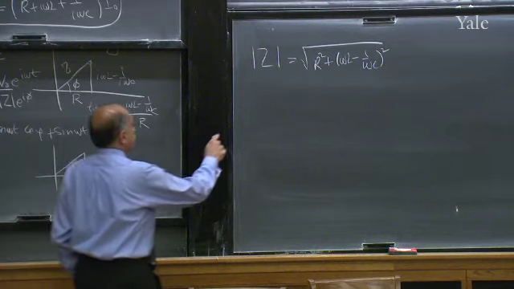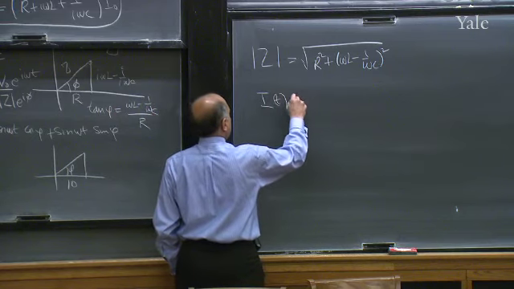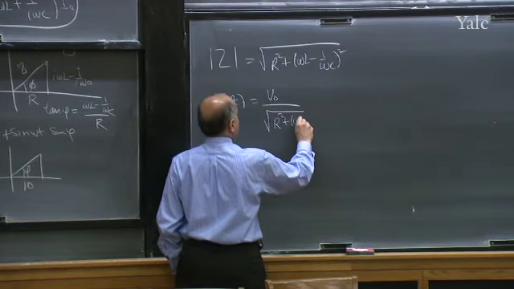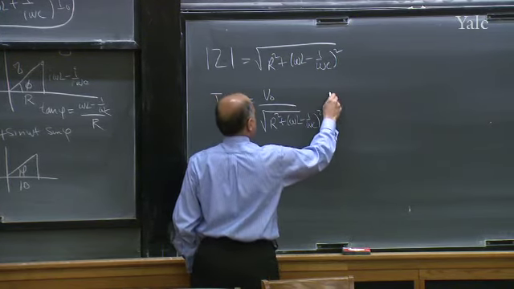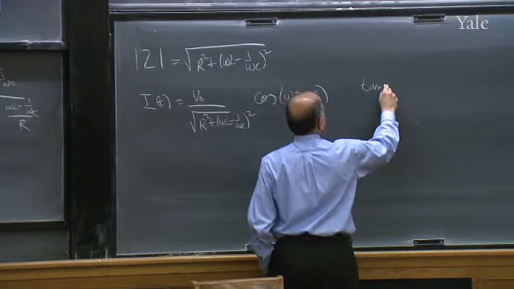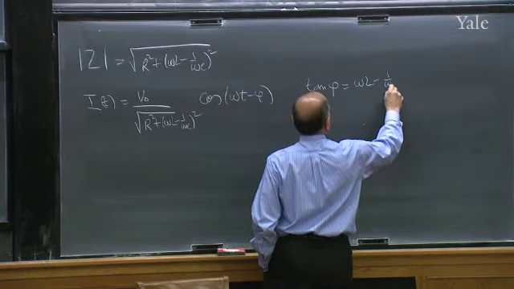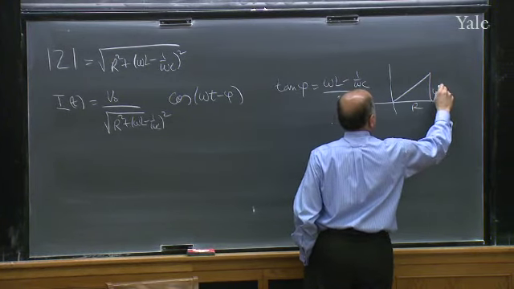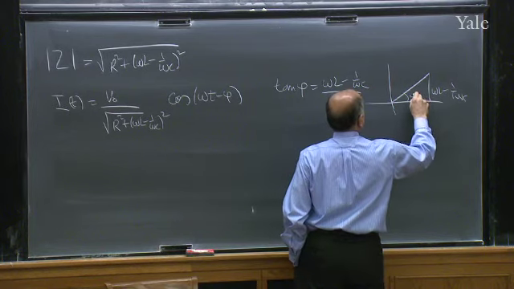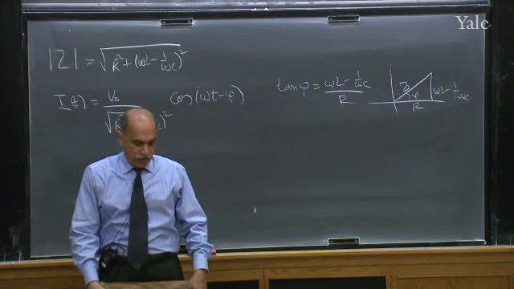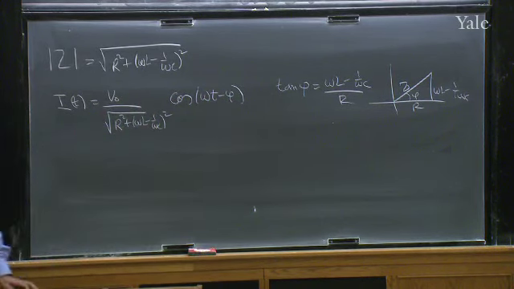So let's write in all its glory the current that we want. I of t is V0 over the square root of R squared plus omega L minus 1 over omega C squared, times cosine of omega t minus phi, where tan phi is equal to omega L minus 1 over omega C divided by R. So here is the picture. Here is R. Omega L minus 1 over omega C. This is phi. This is a complex number Z. So you can imagine now putting numbers and getting what you want.